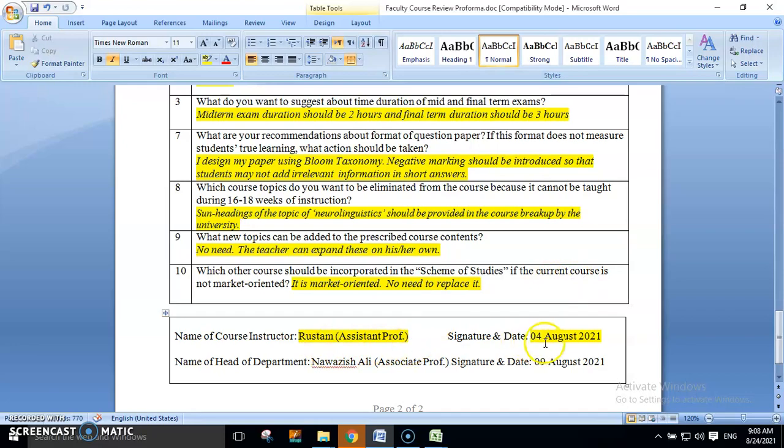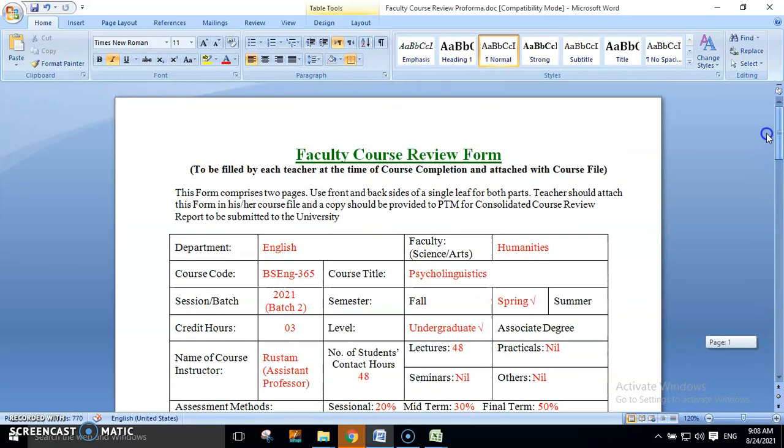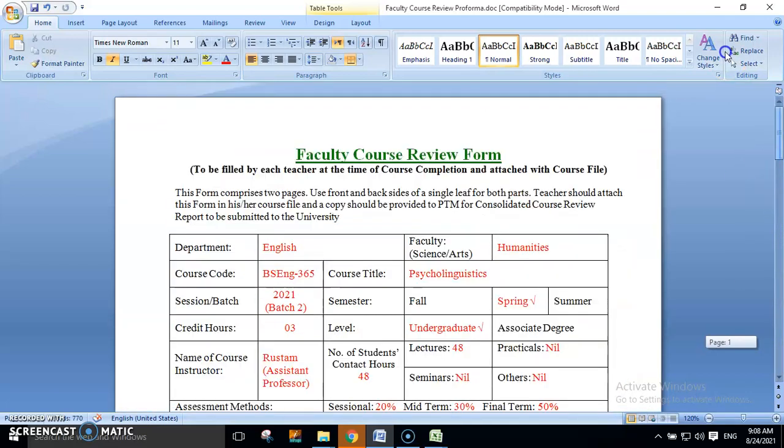So, name of the teacher and date. This form should be printed on one A4 page, both sides, filled up and then returned to the PTM. A copy of this should be given to the PTM or focal person or HOD. The original form should be inserted in the course file.